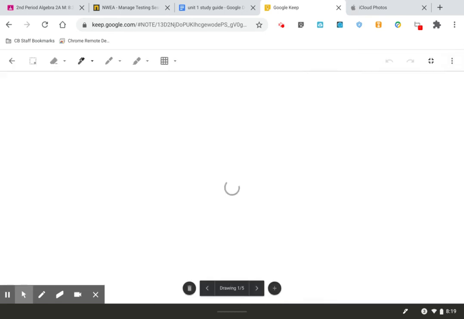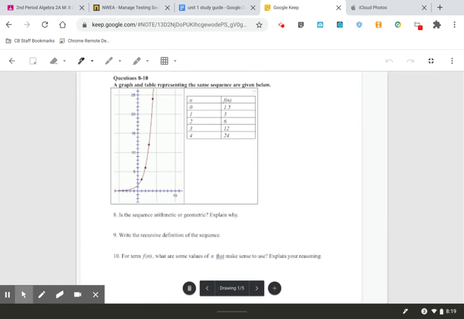Next set of questions. A graph and table representing the same sequence are given below. Is the sequence arithmetic or geometric? Well, there's a couple of ways you can look at this. You could look here and you can see we're multiplying by 2. 1.5 times 2 is 3. 3 times 2 is 6. 6 times 2 is 12, so on and so forth.